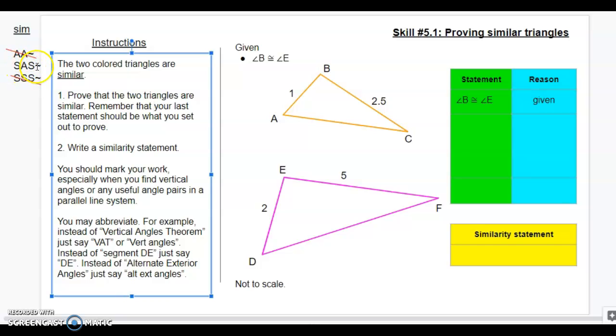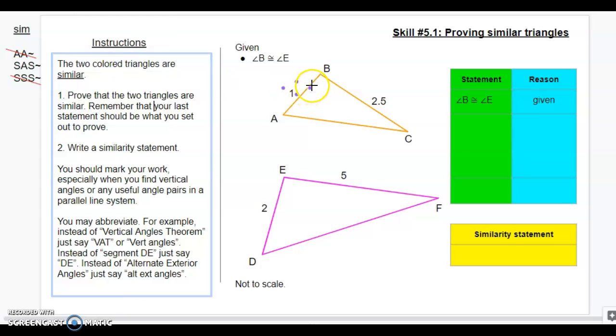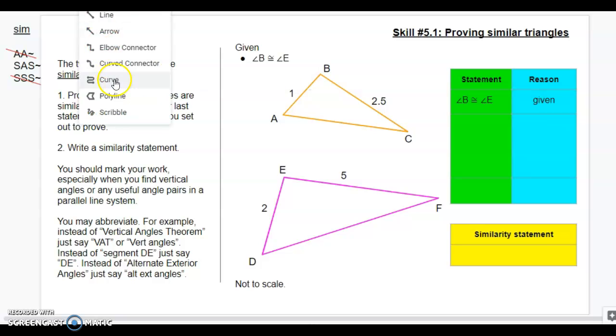SAS is in the order that we expect. The angle pair, these two angles, will be between the two pairs of proportional sides. Let me go ahead and draw a little picture of my congruent angles. Hopefully I can actually do that.